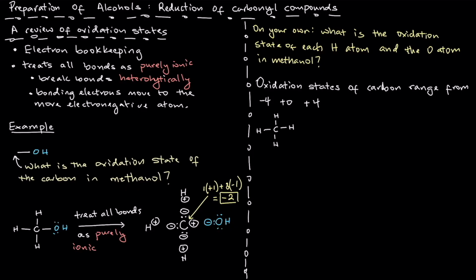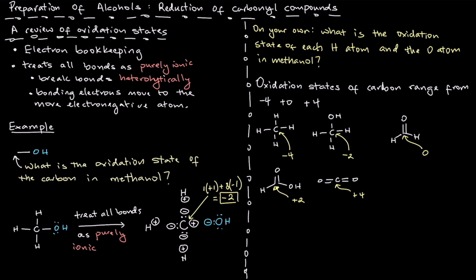So consider methane. If you do that same analysis as we did for methanol, the central carbon in methane is going to have an oxidation state of -4. We've established that for methanol, the oxidation state of that carbon is -2. And then for formaldehyde, the oxidation state of that central carbon is actually equal to 0. For your formic acid, that central carbon has an oxidation state of +2. And then lastly, for carbon dioxide, that central carbon has an oxidation state of +4.